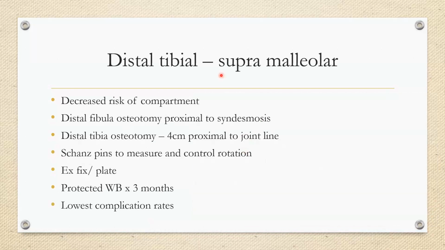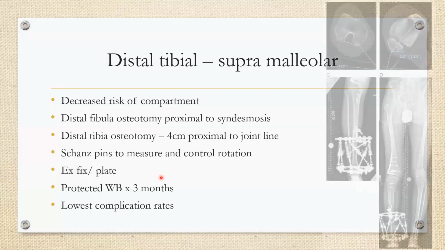A few authors prefer distal tibial supramalleolar osteotomies. The primary advantage is a decreased risk of compartment syndrome, and the distal fibular osteotomy is done proximal to the syndesmosis. The distal tibial osteotomy is 4 cm proximal to the joint line. Again, transfixing pins used to control rotation can be fixed with either an ex-fix or a plate, and protected weight bearing up to 3 months is required. Of all the techniques for tibial osteotomies, this has the lowest complication rate.